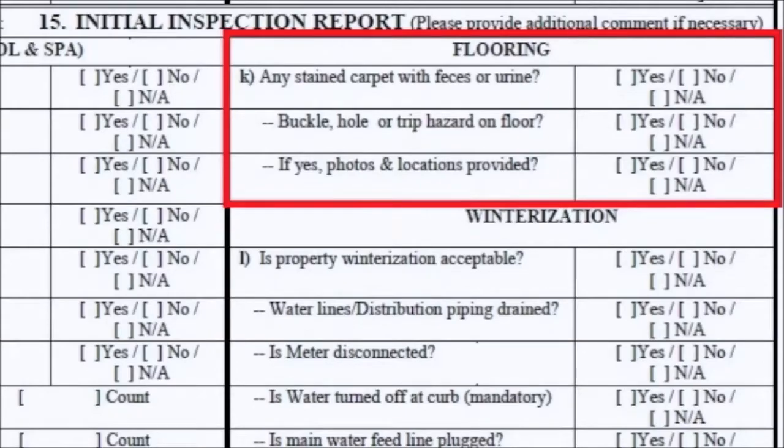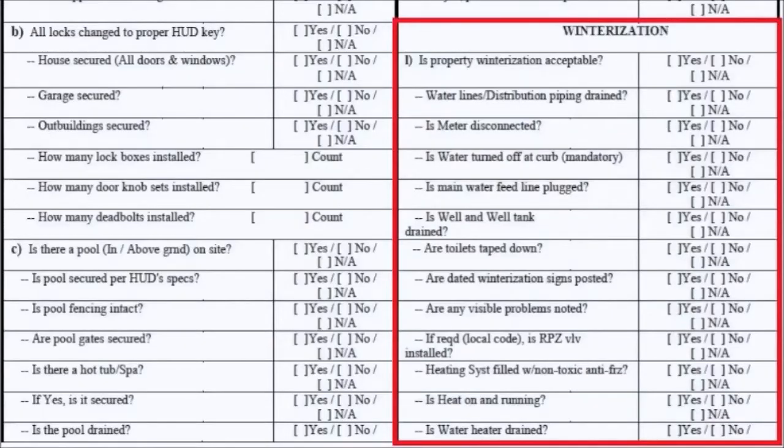The next section deals with winterization. Go through the individual checkpoints and mark the appropriate checkbox to indicate whether the water lines are drained, meters disconnected, water's turned off, and so on.